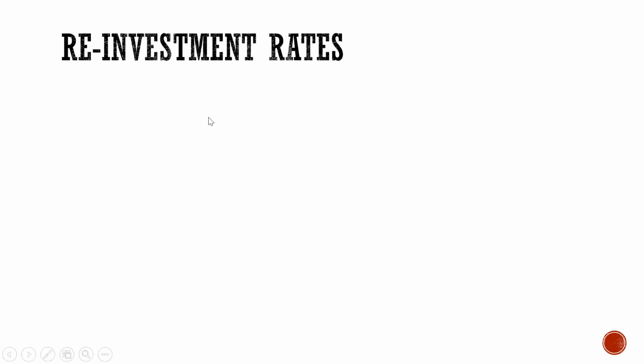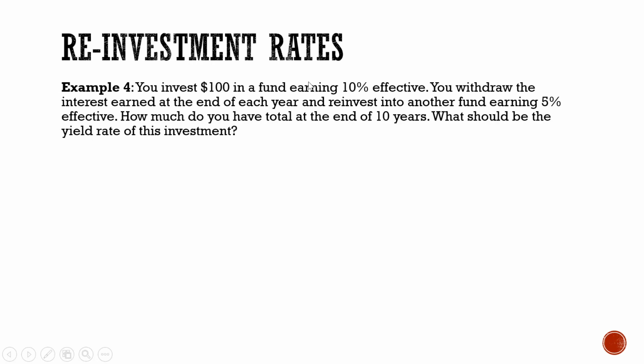Now we go to a new interest rate, that is the reinvestment rate. So let's look at this example. You invest $100 in a fund earning 10% effective. You withdraw the interest earned at the end of each year and reinvest it into another fund earning 5% effective. How much do you have total at the end of 10 years? What should be the yield rate of this investment?